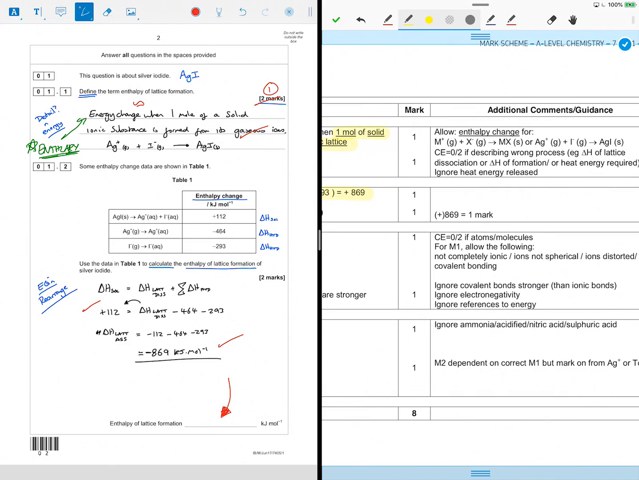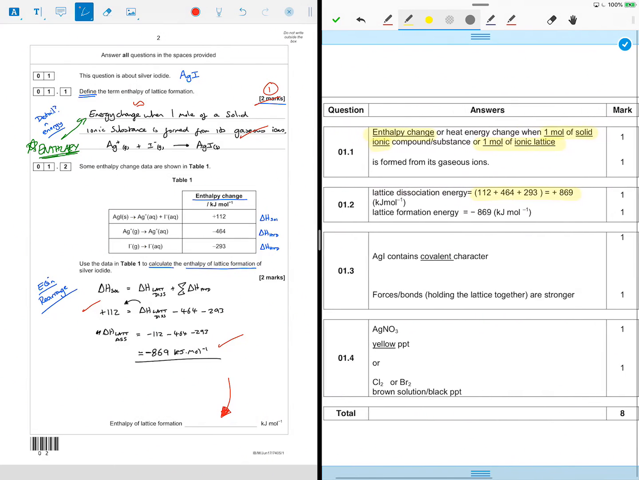Any additional guidance on there? Oh, if you wrote plus 869, you do get 1 mark, but you know what? That's just detail there, making sure it's minus.